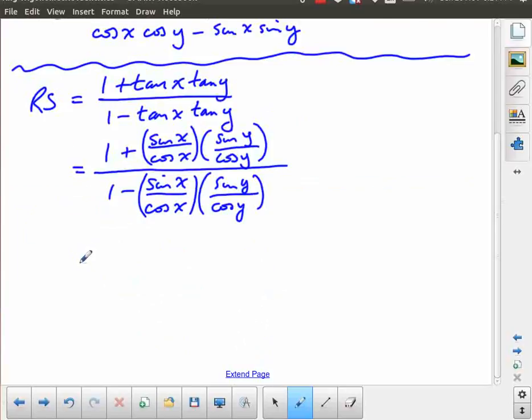So now I give myself a little bit more room here. I end up with 1 plus sine x sine y over cos x cos y. What I'm going to do is take this numerator and give it a common denominator of cos x cos y. So I'm going to make my division sign a little bit, actually I think I'm going to have to stretch everything out a bit here.